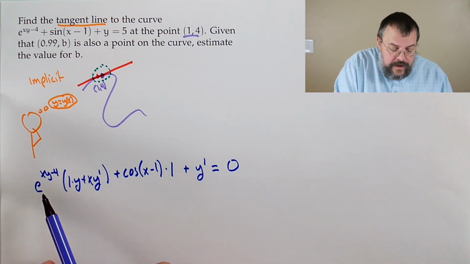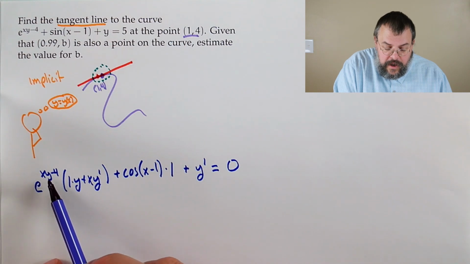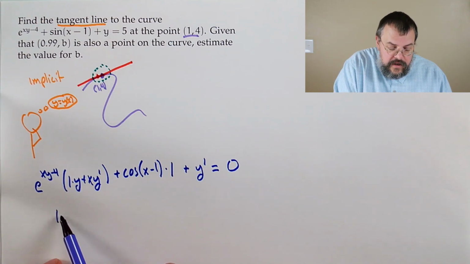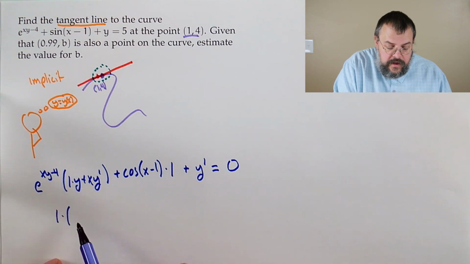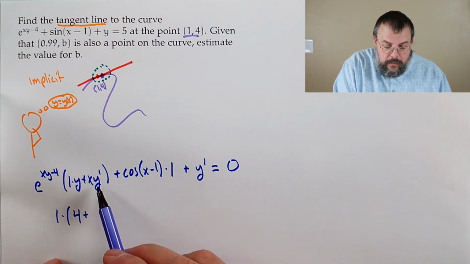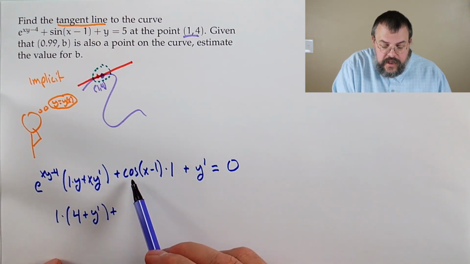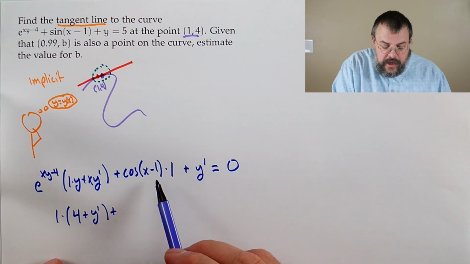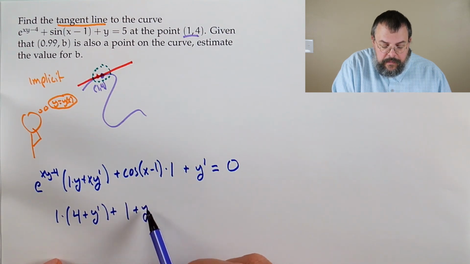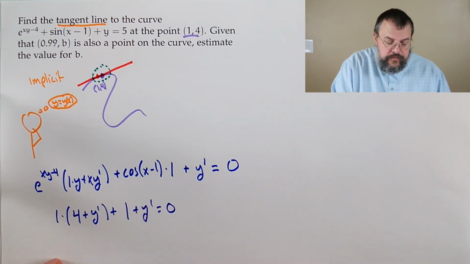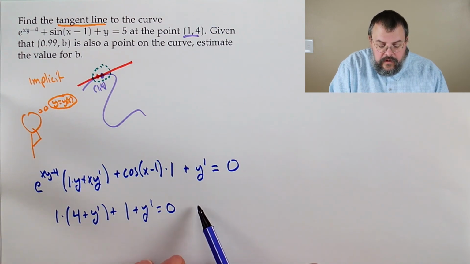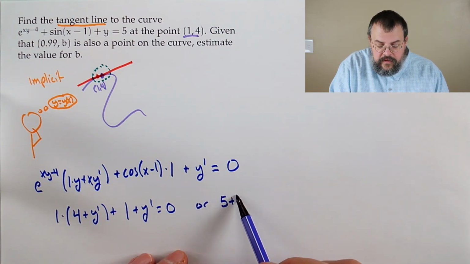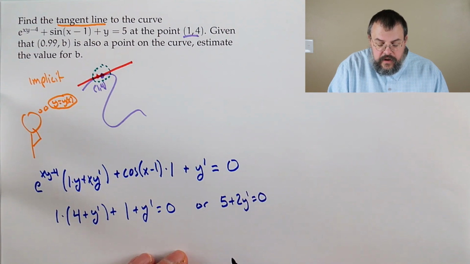All right, so we're going to get e to the 0, which is 1. So that's just 1 times 4. 4 plus 1 times y prime, plus cosine of 0. Well, that's 1 times 1 is 1, plus y prime equals 0. So what do we have? Well, we have 4 plus 1 and y prime plus y prime. So we get 5 plus 2 times y prime equals 0.